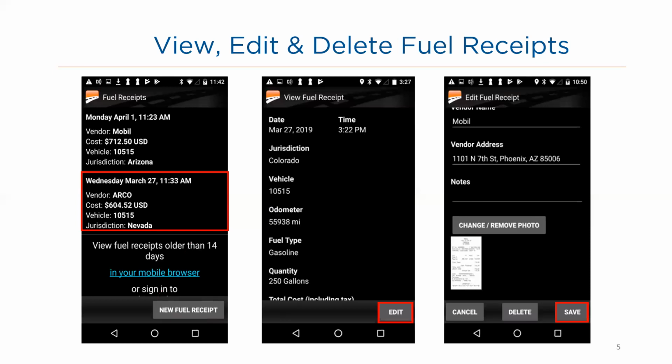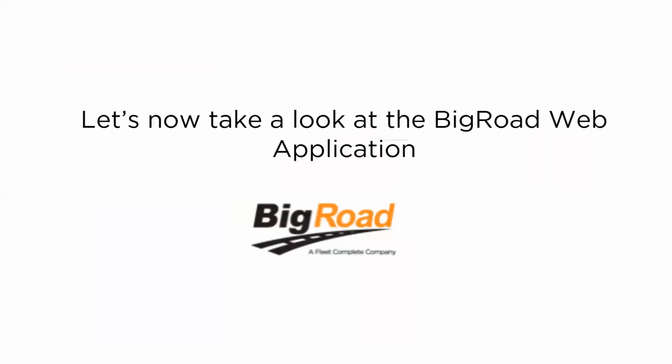To delete an existing fuel receipt, on the fuel receipt screen, select a fuel receipt from the available list. Tap the Edit button from the bottom of the View Fuel Receipt screen. Tap the Delete button from the bottom of the Edit Fuel Receipt screen to permanently delete a receipt.